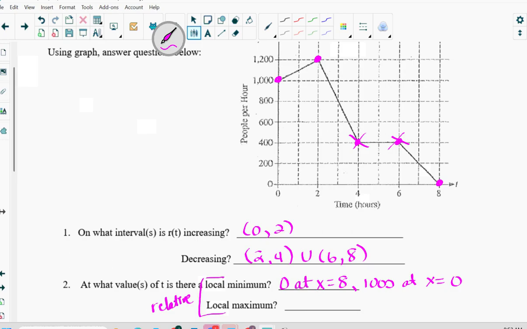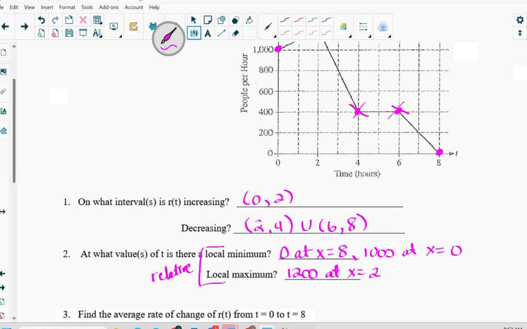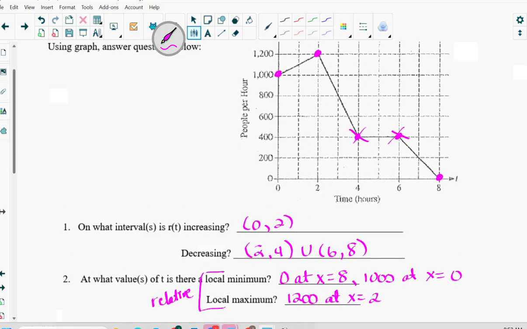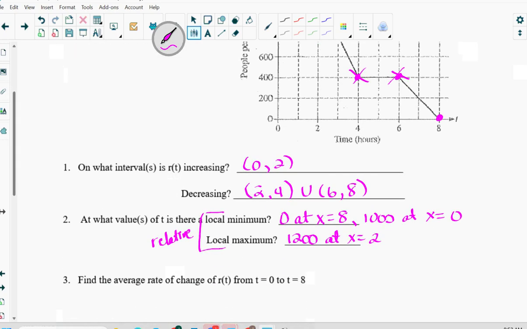And then it looks like we have one local max or relative max. It's also the absolute max. Where is that? There we go. Okay. So the graph just looks a little different, but you're answering the same type of questions.